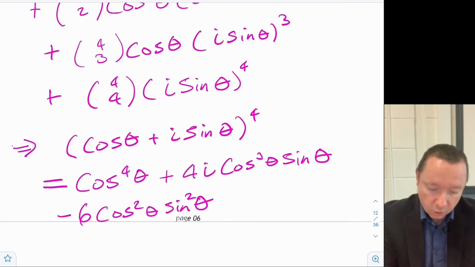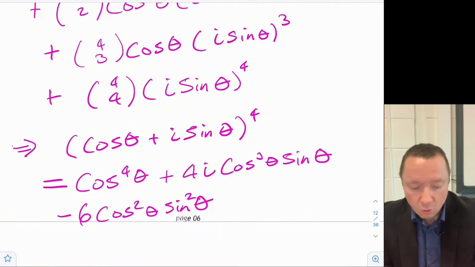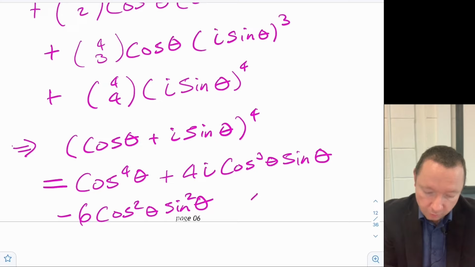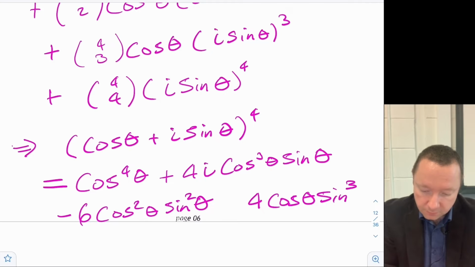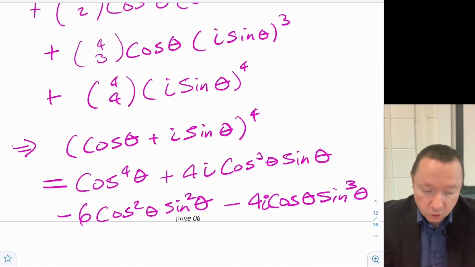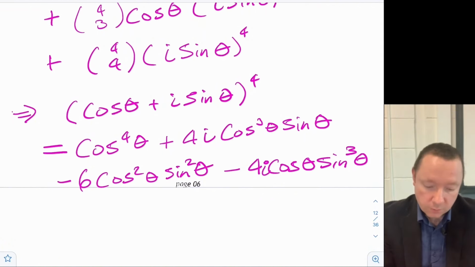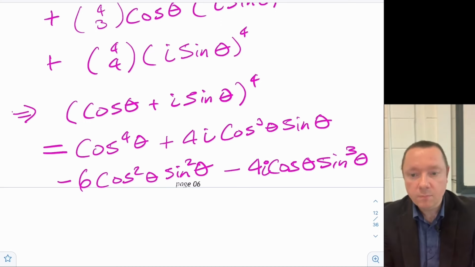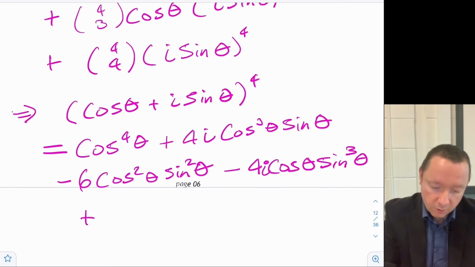Moving on to our next one, 4 choose 3. So that's 4 again. So we're going to have 4 cos theta sin cubed theta. And i cubed, well, i squared is minus 1, so minus 1, and then I've still got an i. So minus 4i. And the last one, 4 choose 4, is just 1, of course. i to the power of 4 is i squared squared, which is minus 1 times minus 1, which is plus 1. So we're just going to have plus sin to the power of 4 theta.